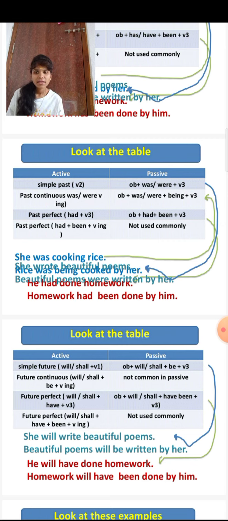And past perfect, had taken, had been taken. In active voice had taken, in passive voice had been taken. And next simple future. Will take, will be taken, will take in active voice and will be taken in passive voice. And shall take in active voice and shall be taken in passive voice.